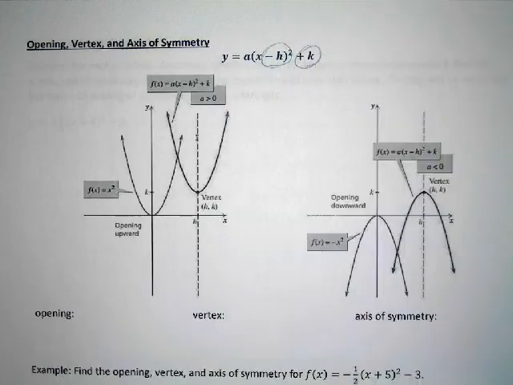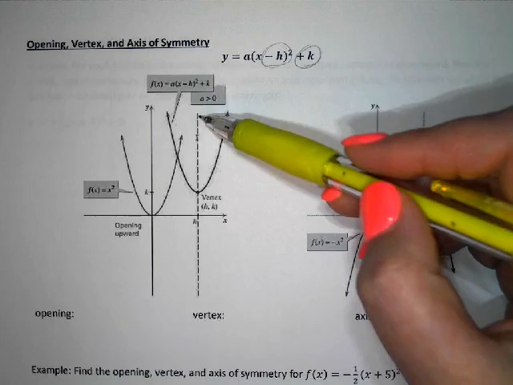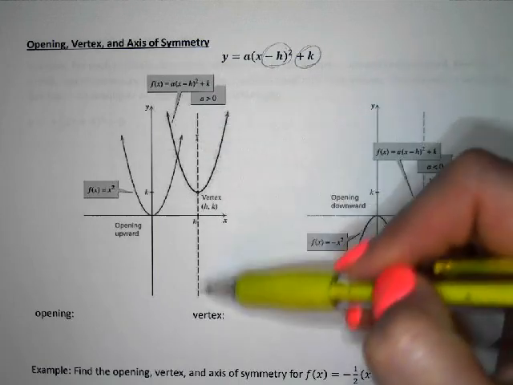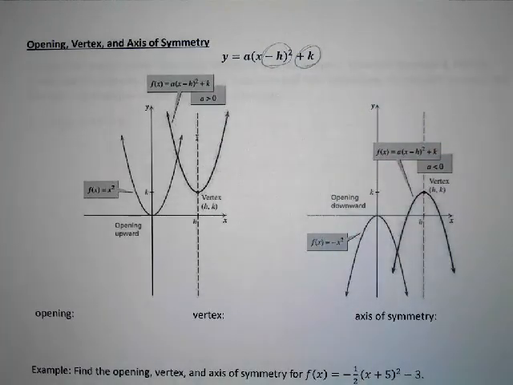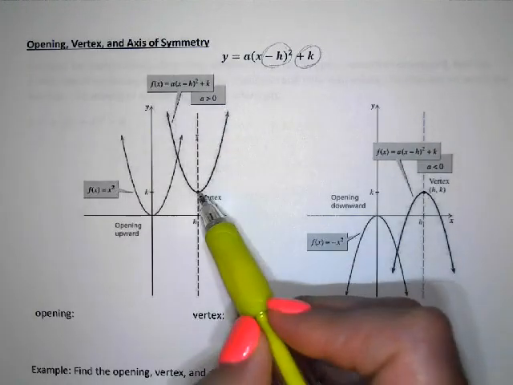And then the axis of symmetry is just saying what's the line that cuts the parabola in half. So if you had this drawn on a piece of paper and you were to fold the paper in half through the vertex, what is that line called?